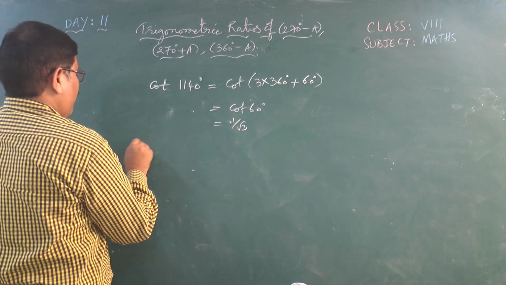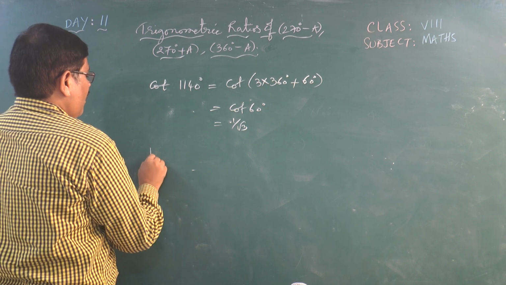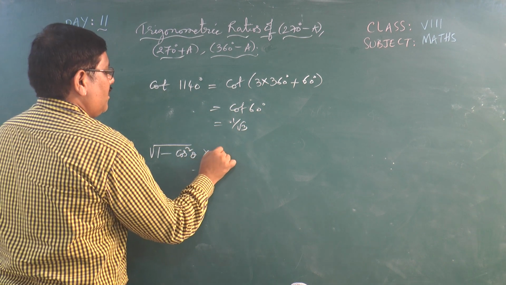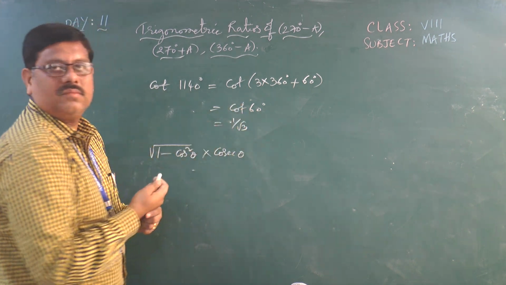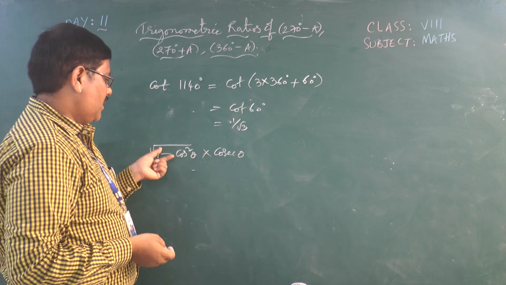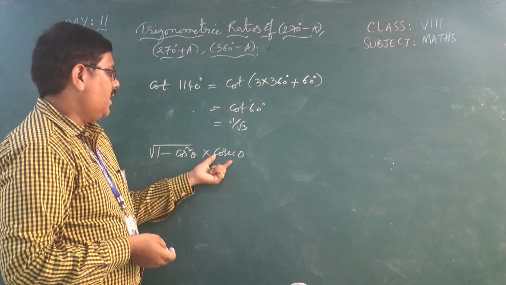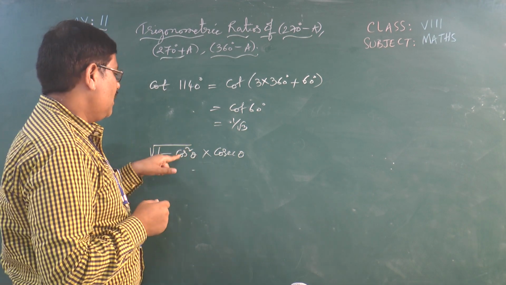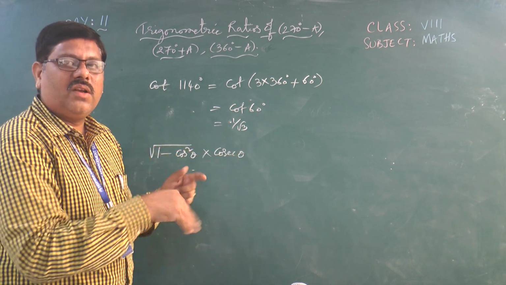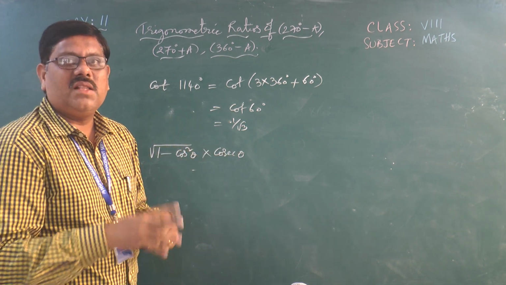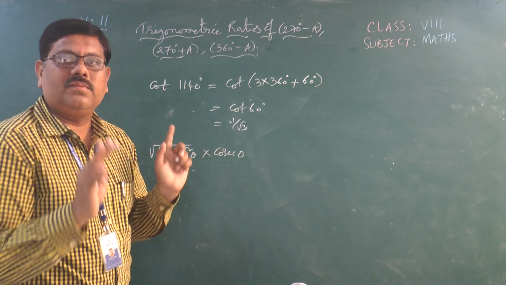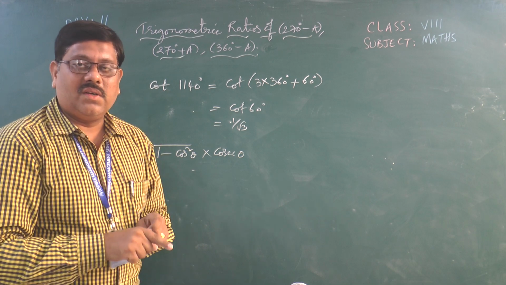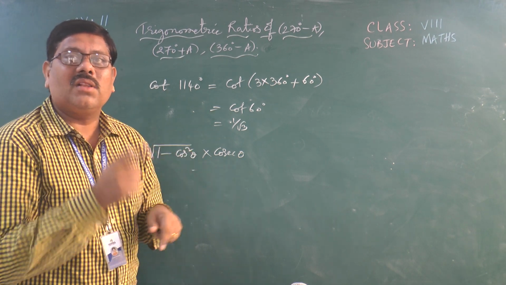Here is a very important point. Sometimes you'll be asked, what is the value of root over 1 minus cos square theta into cosecant theta? What is the value of this? There is a lot of confusion in this particular question. Root over 1 minus cos square theta, generally what do you write? We'll write it as sin theta. Cosecant theta is 1 by sin theta. So sin theta cancels. The answer is 1. Is it true always? Definitely not. It is plus 1 as well as minus 1, depending on the theta value.